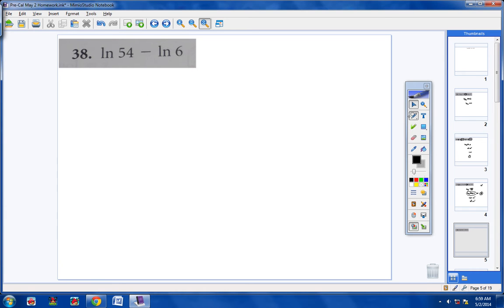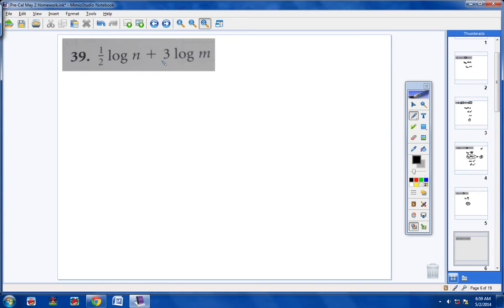Okay, let's take a look at number 38. There's nothing to the left here, and there's nothing to the left here. Both of them are base E, so we write our logarithm one time. Notice the two logs are being subtracted, so we're going to write 54 divided by 6, and so your final answer is natural log of 9. Natural log of 9. Okay, moving on to number 39.